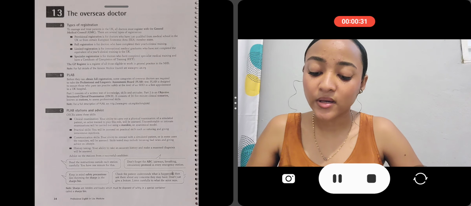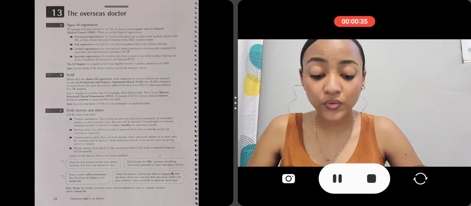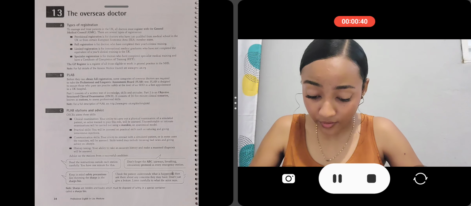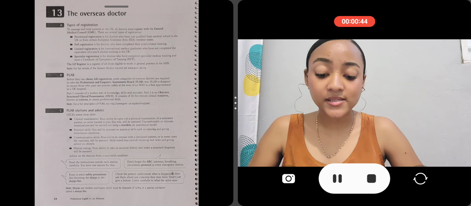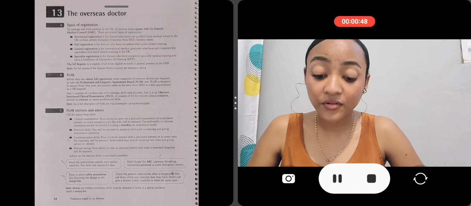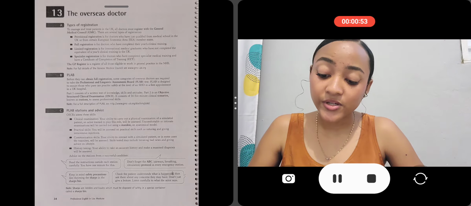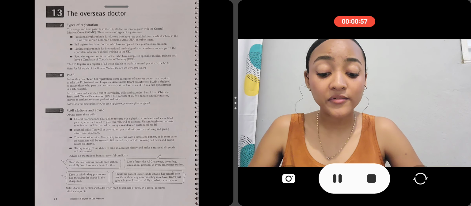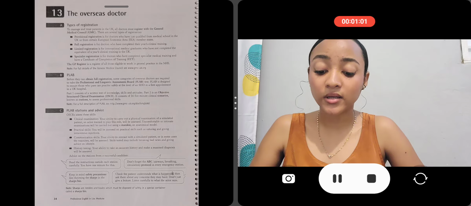Provisional registration is for doctors who have just qualified from medical school in the UK or from certain European Economic Area (EEA) member states. Full registration is for doctors who have completed their year's clinical training. Limited registration is for international medical graduates who have not completed the equivalent of a year's clinical training in the UK.